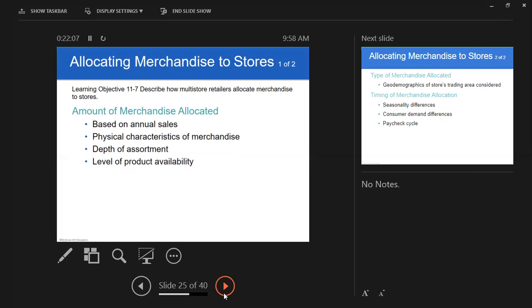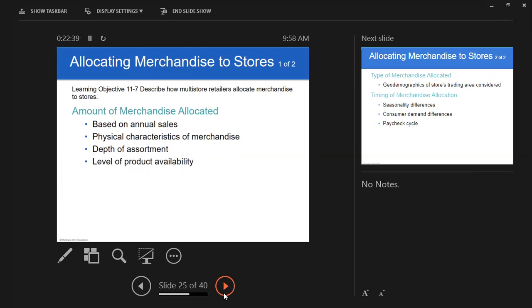And then amount of merchandise allocated. Okay, so here we can look at based on annual sales. So you can look at your report every year. So now you can plan how much of this type of merchandise you can allocate for next year, for example. And then physical characteristic of merchandise, okay, maybe the size of the product, maybe the customer likes to go for small product, for example.